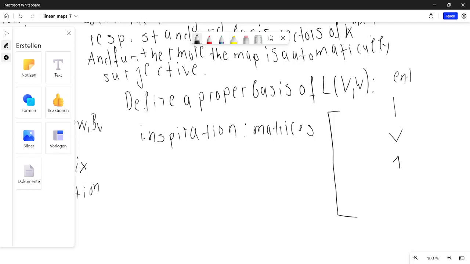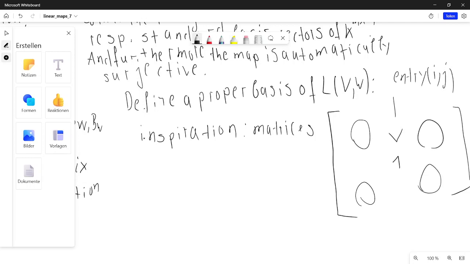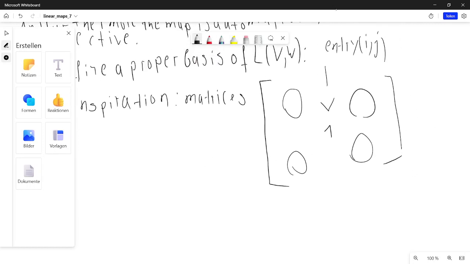Entry ij, and everything else is just zero. The only one entry is not zero, right? And we just go through all entries, right? And how do we define that basis?